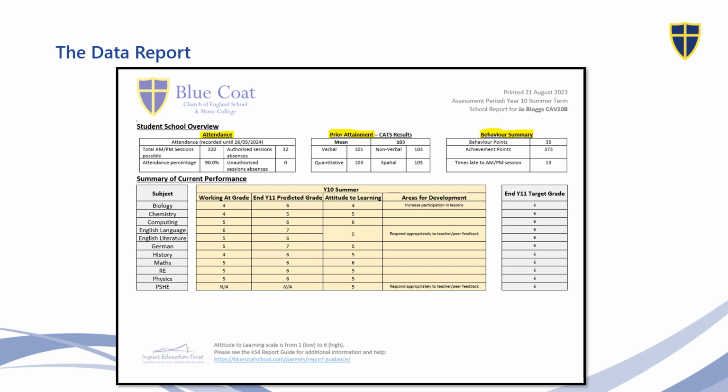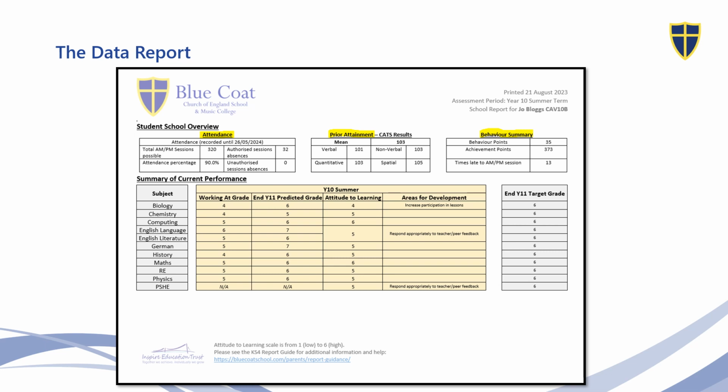In addition to that target grade, you will see a working at grade in each individual subject. That gives you a clear understanding of where they are at currently in their current level of performance in their in-class and summative assessments. Staff will also give you an end of year 11 predicted grade, even from the first report in year 10. This is really crucial.